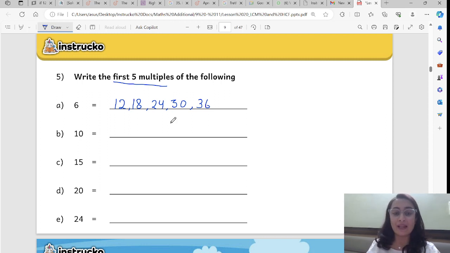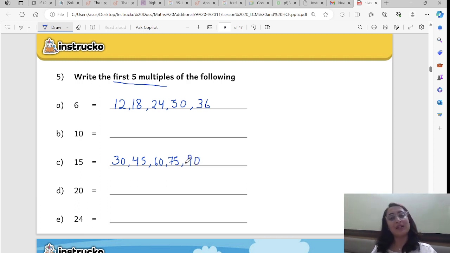Simple enough? Okay, let's take one more number and write the multiples of that. So we will try writing the multiples of 15 now. 15 twos are 30, 15 threes are 45, 15 fours are 60, 15 fives are 75, and 15 sixes are 90. So these are my first 5 multiples of 15. So I hope you understand how to write the multiples. It is actually the numbers that would come in 15's table, or whichever number's multiples you have to write. Basically just write down the table of that number.